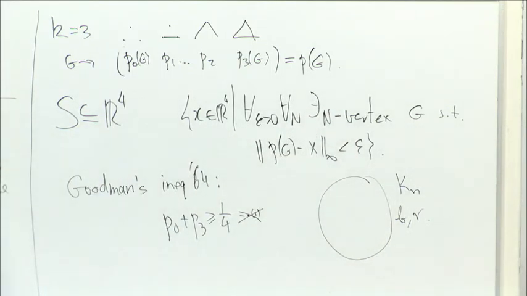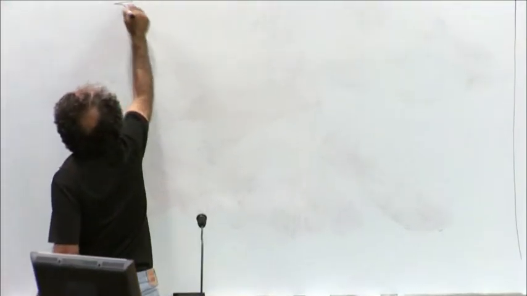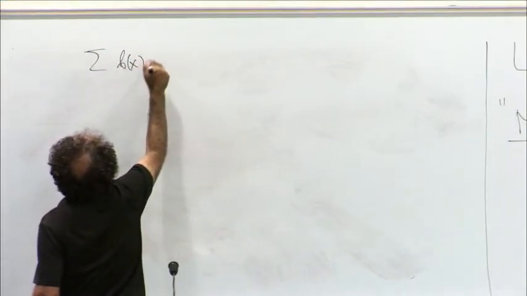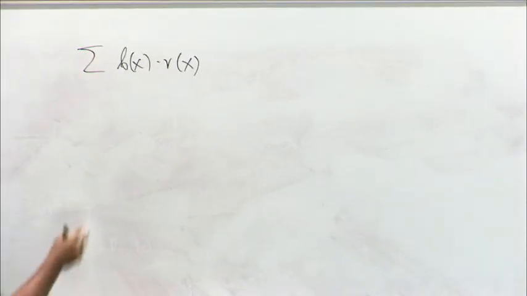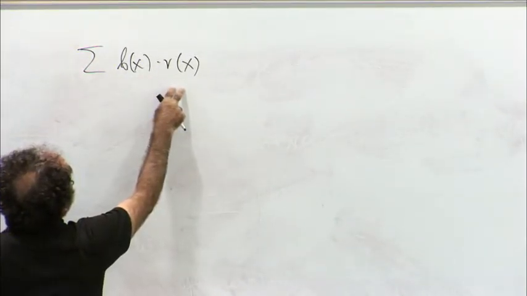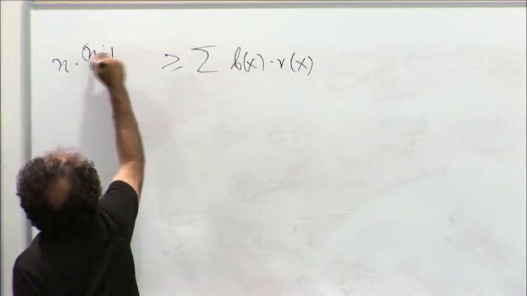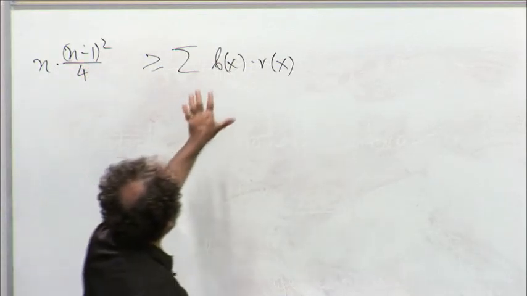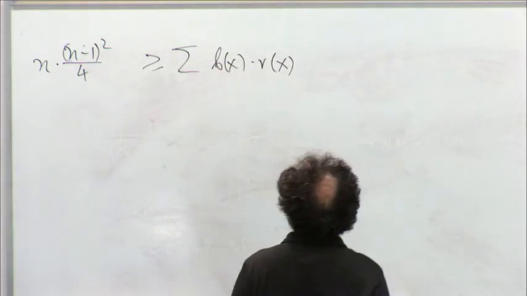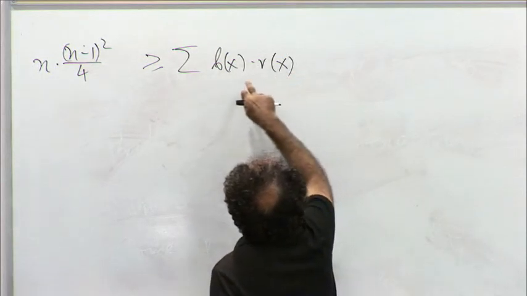It's really very easy. So let's sum this expression. On the one hand, this is maximized. Of course, these two numbers add to n-1, so this is less than n times n-1 squared over 4, which would be the case if each one of those is n-1 over 2.